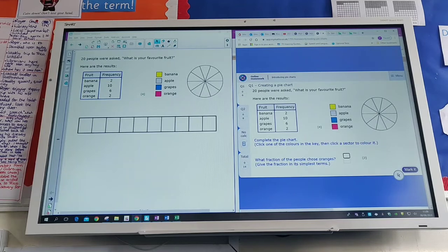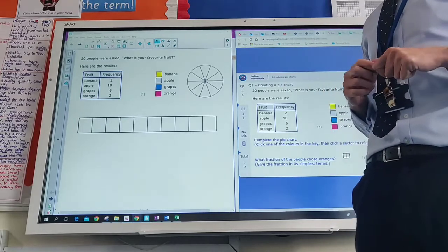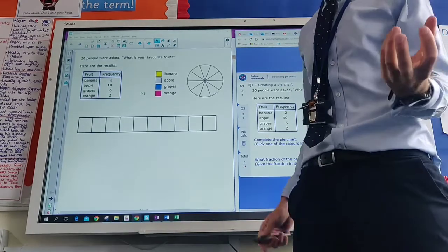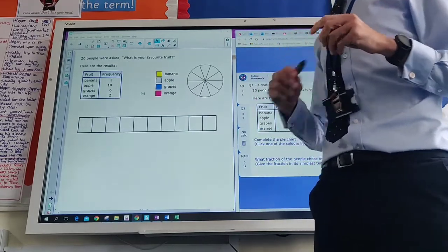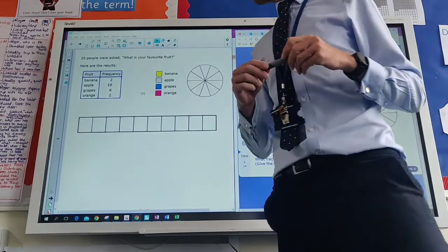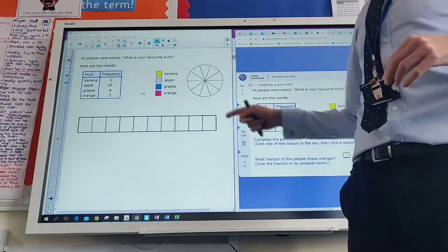20 people were asked, what is your favourite fruit? And we've got the table here showing the frequency, and that's the number of people in the survey who said their favourite fruit was banana, apple, grapes or oranges. We can represent this in a pie chart.